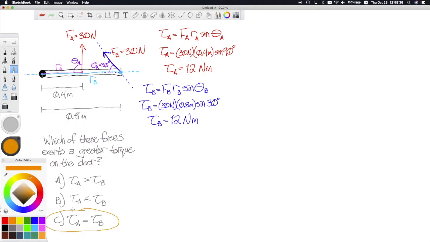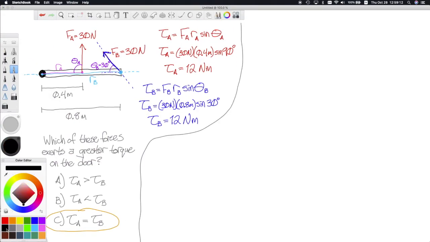So both of these forces are exerting the same torque. It's not because they're both 30 newtons, because they both have different lever arms and they both have different angles. Force B has the longer lever arm, but force A has the more efficient angle at which that force is applied to create a torque. So those two effects effectively cancel each other out on this problem.